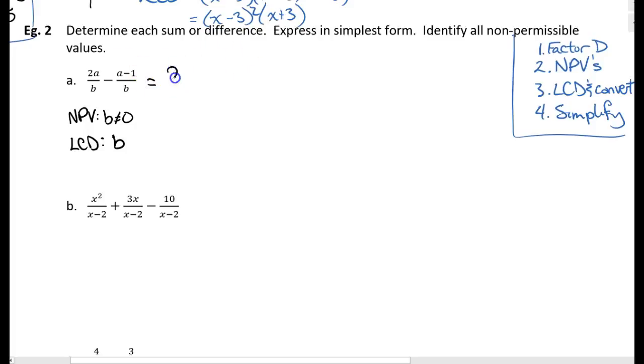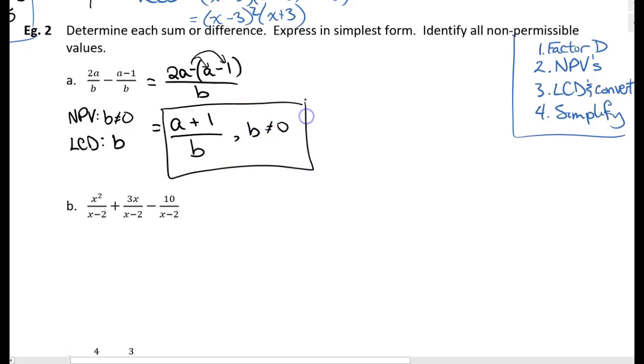Now I personally like to rewrite it. So it's 2a minus a minus 1 over b. Once I have my common denominator, I like to write it over one common denominator, just personal preference. So then this negative technically applies to both pieces. So I've got 2a minus a is a, and then subtracting -1 is the same as adding 1. If you need to take a step to actually show that, do that. And here we go. So my final answer is (a + 1)/b, where b cannot be equal to 0, simplified.